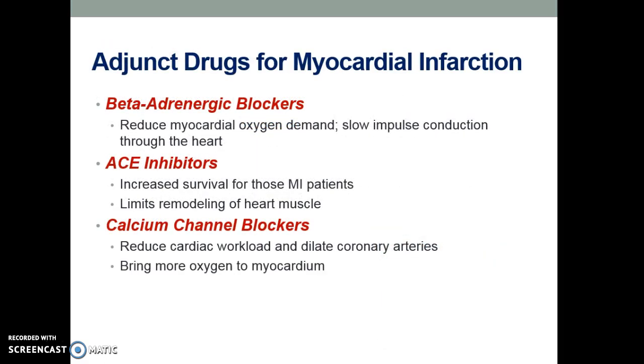Other drugs that are used for myocardial infarction, the beta blockers are going to reduce the oxygen demand by decreasing the heart rate, slowing impulse conduction. ACE inhibitors. Okay, ACE inhibitors are used mostly for hypertension, but research has shown that placing a patient on an ACE inhibitor after or during an MI will increase the survival and will limit remodeling of heart muscle. And remodeling of heart muscle is that if you lose part of a heart muscle, the shape of your heart's going to change because that's no longer going to be a functioning and viable contractile part of your muscle. Calcium channel blockers, dilation, decreased workload.